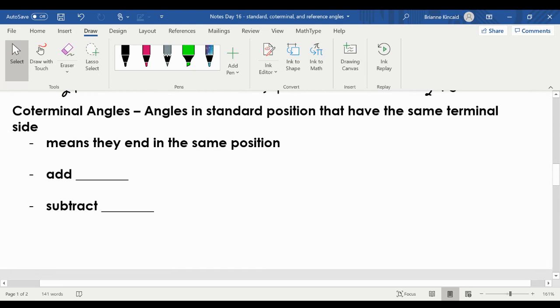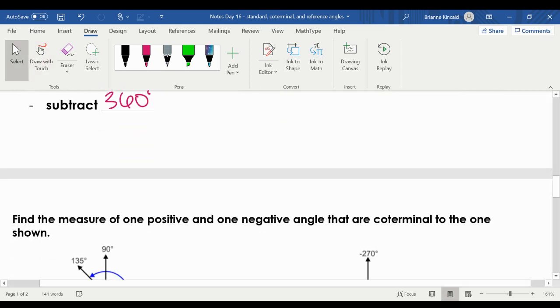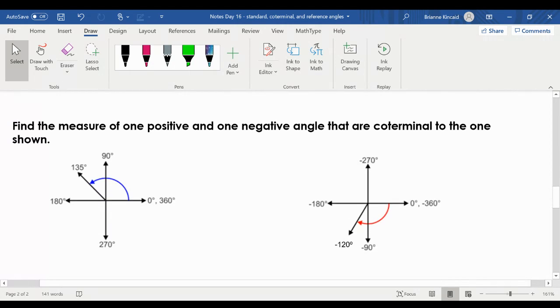Coterminal angles, what you see here, terminal, which means they have the same terminal side. They end in the same position. Basically, what you do to find coterminal angles is you add 360 degrees or you subtract 360 degrees, because that means you're going to end on the same side.